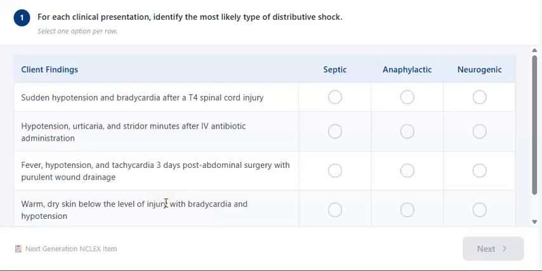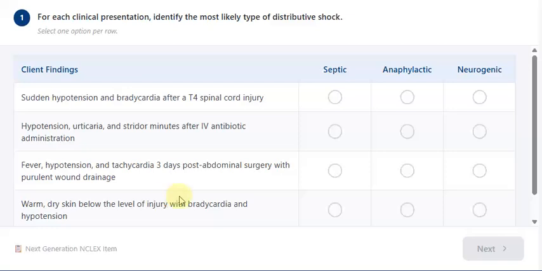Alright, so walk with me through this NCLEX question, right? Let's look at this NGN text format for the NCLEX. It says for each clinical presentation, identify the most likely type of distributive shock. Select one option per row. So we have the client finding, then we have the kind of shock we are to identify it is.